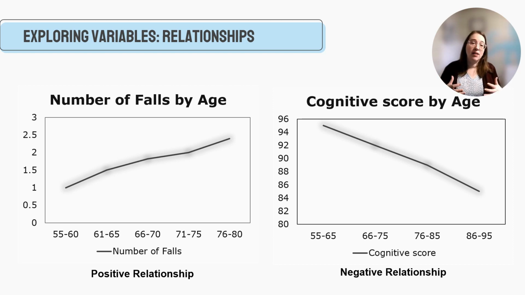So that's really a positive relationship. They're going in the same direction. So if they increase at the same time or decrease at the same time, that is a positive relationship. But if you look at a negative relationship, it's a little bit different.